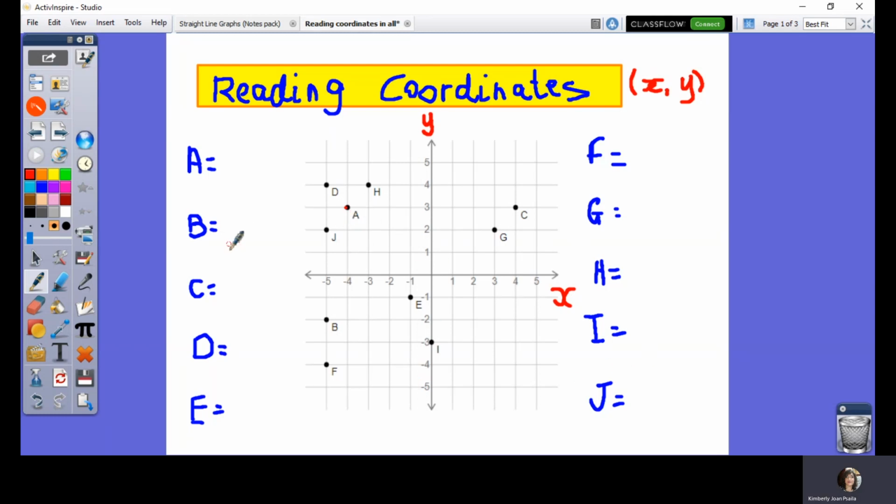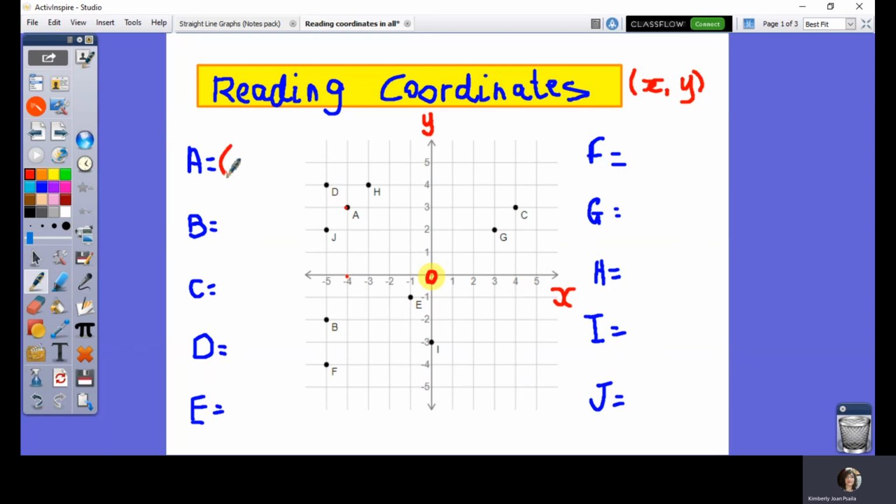We have to write down its coordinate. First we have to find the value on the x-axis, always starting from the origin. The origin is here, at this yellow dot, meaning 0. Therefore you have to start reading from the origin, the 0 point, and move along the x-axis. A is on this side, so first you have to move to the left. So -1, -2, -3, -4.